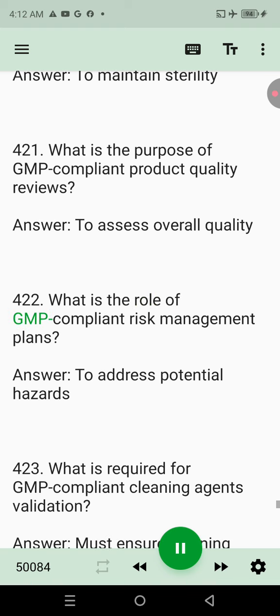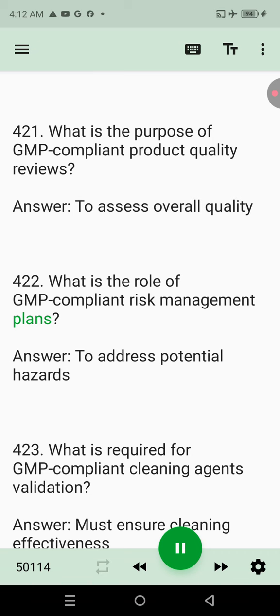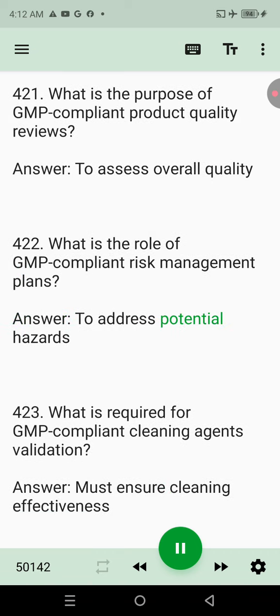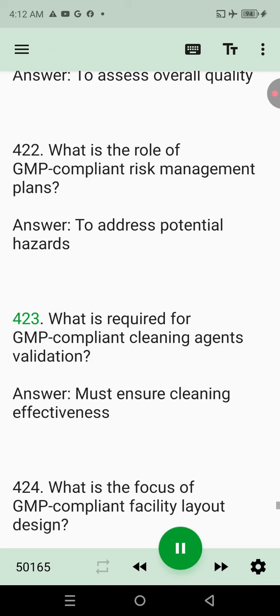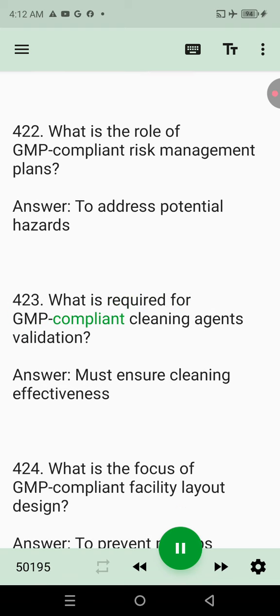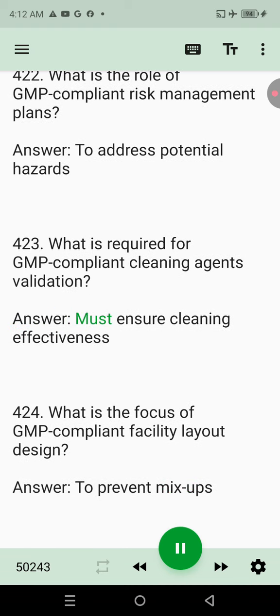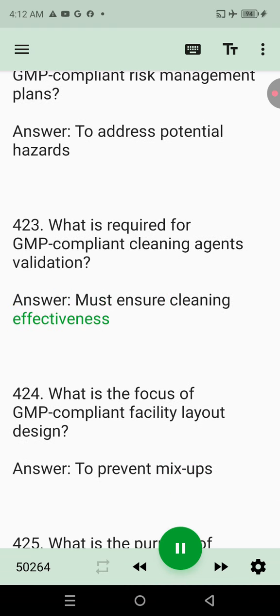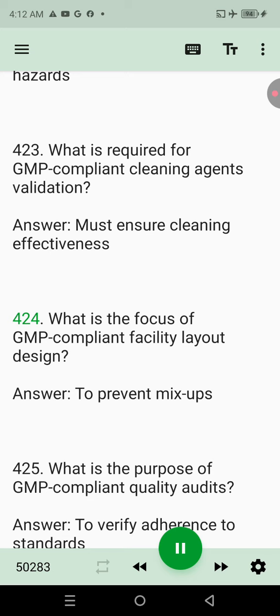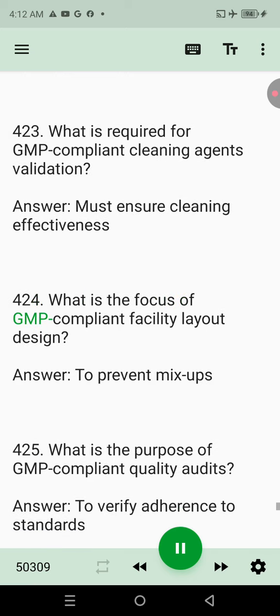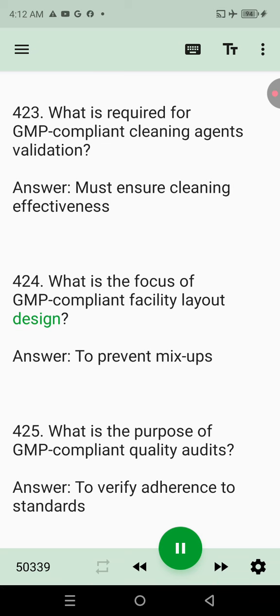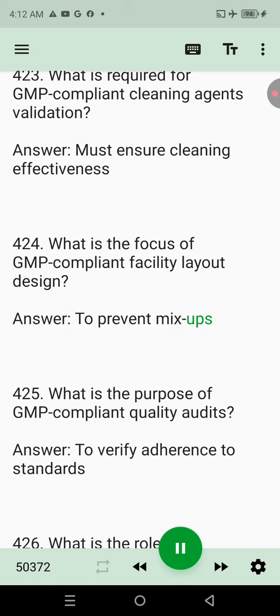422. What is the role of GMP-compliant risk management plans? Answer: to address potential hazards. 423. What is required for GMP-compliant cleaning agents validation? Answer: must ensure cleaning effectiveness. 424. What is the focus of GMP-compliant facility layout design? Answer: to prevent mix-ups.